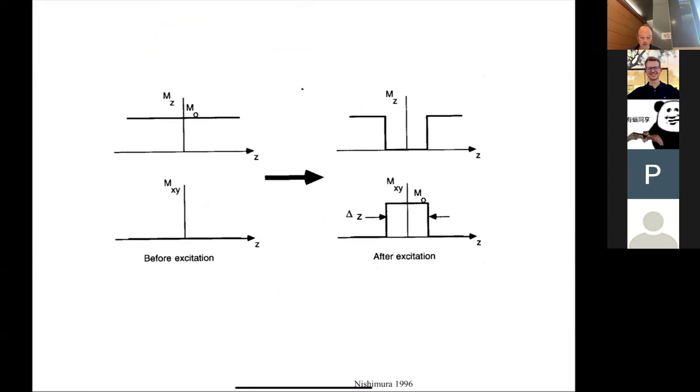So this is what the longitudinal component looks like. You can see here, it starts off at M sub 0. Then after the slice selective excitation, only the part within the slice goes to 0, because we've totally flipped that magnetization over in that slice. Before excitation, there's nothing in the transverse plane. After the excitation, for a 90-degree pulse, it goes to 1. So it's all totally flipped in that case. That's if you could do it perfectly.